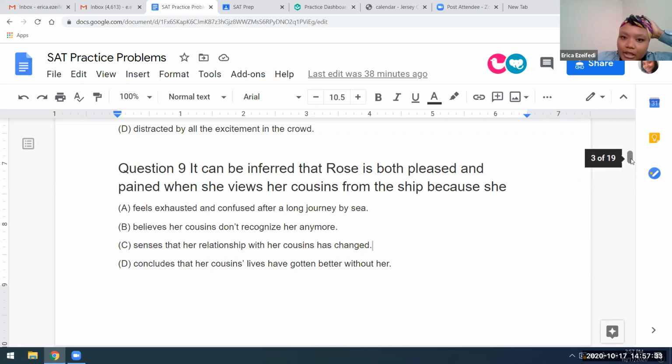So notice it says changed. Change can be good or bad. So right there, we can't automatically rule it out like we can D, because D is just negative, whereas change, you can change, again, for the better or for the worse.